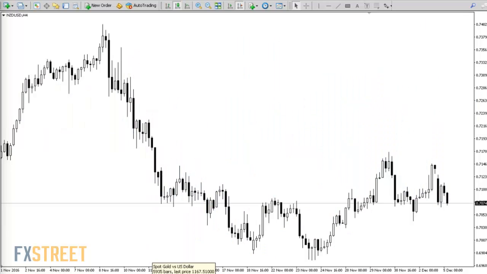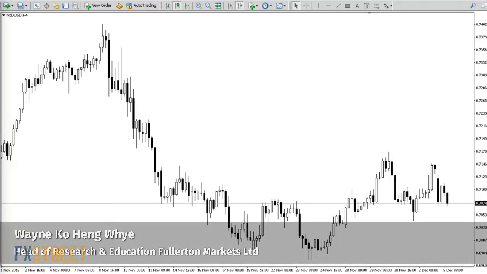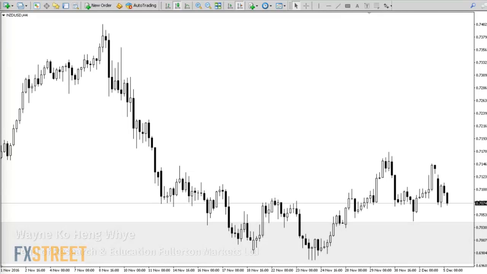Of course, Kiwi dollar, there's not a lot of major news this week. The only one to look out for is the GDT, Global Dairy Trading Index. Excuse me. That would be the index to measure the dairy product prices.